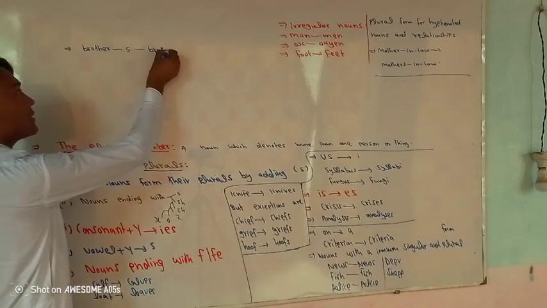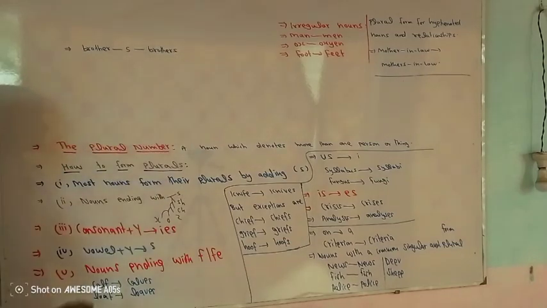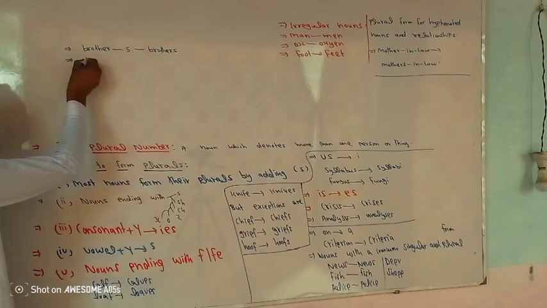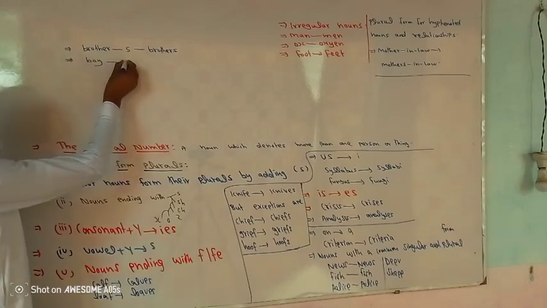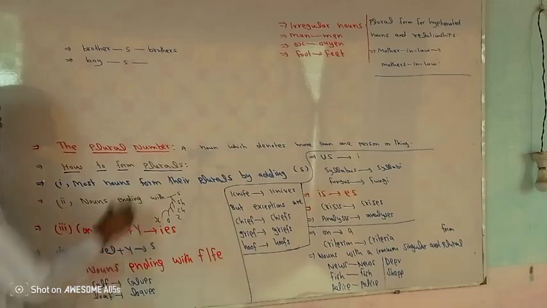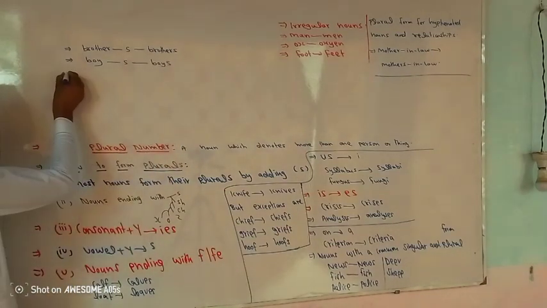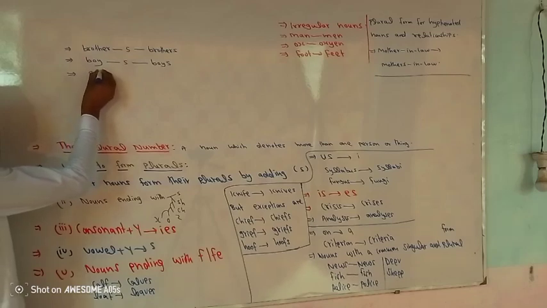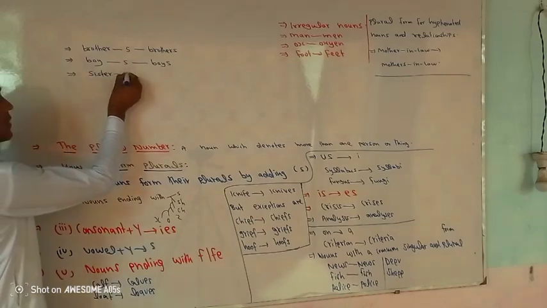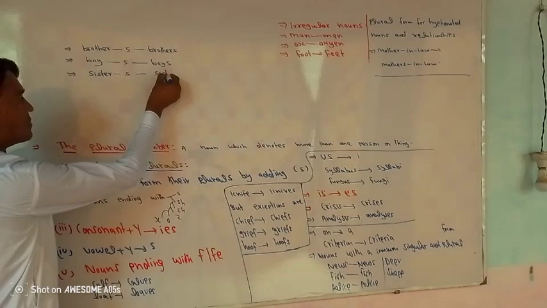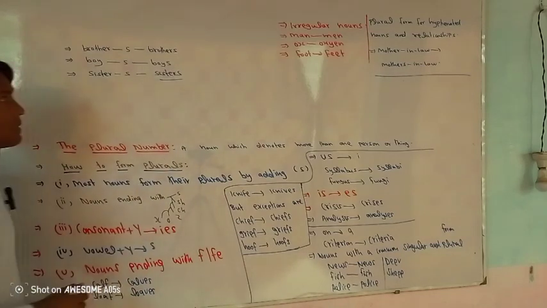And if we talk about another one, I say boy. We can simply add s, so that is called boys here. And as well as if we talk about sister, we can just simply add s. That is sisters. And it becomes what? It becomes plural.